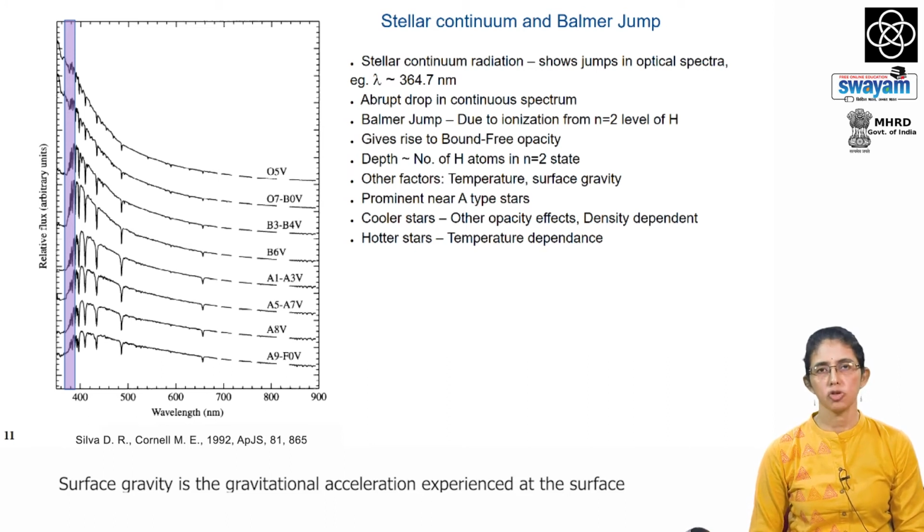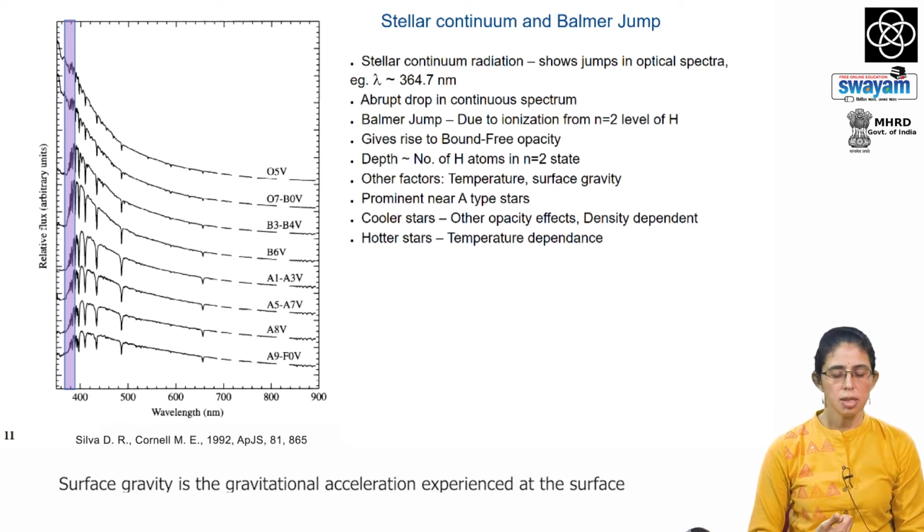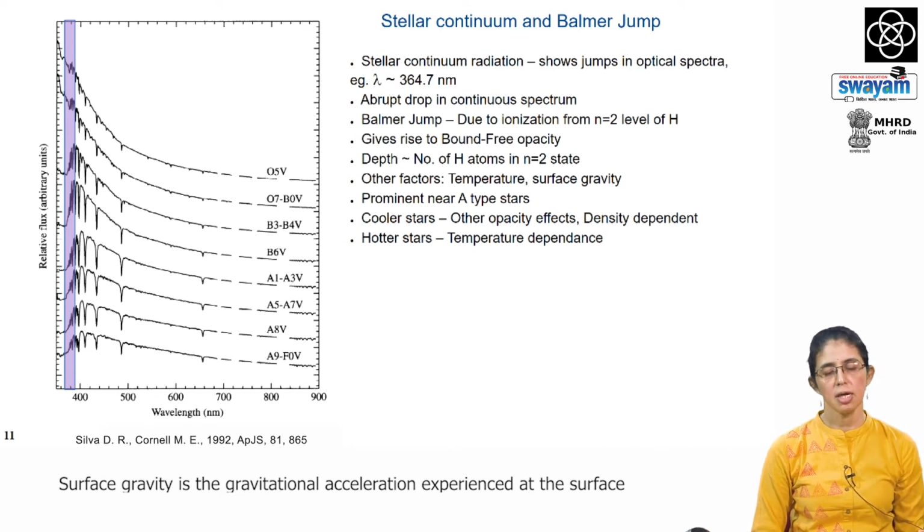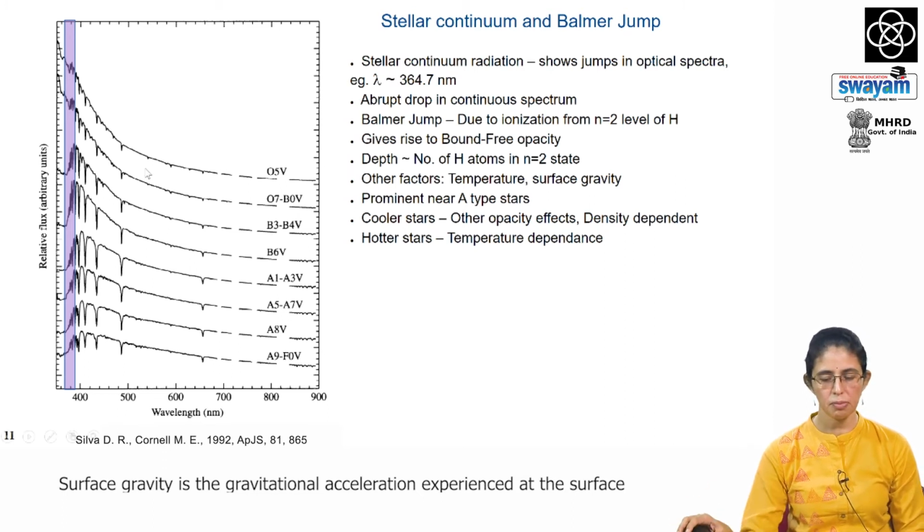So, therefore, photons with energies greater than this limit would lead to the formation of the Balmer continuum. That is, more and more of the photons with higher energies would be absorbed. However, this process also has a cross section which must be considered when trying to model the Balmer jump. This discontinuity in the continuum of the spectra is known as the Balmer jump.